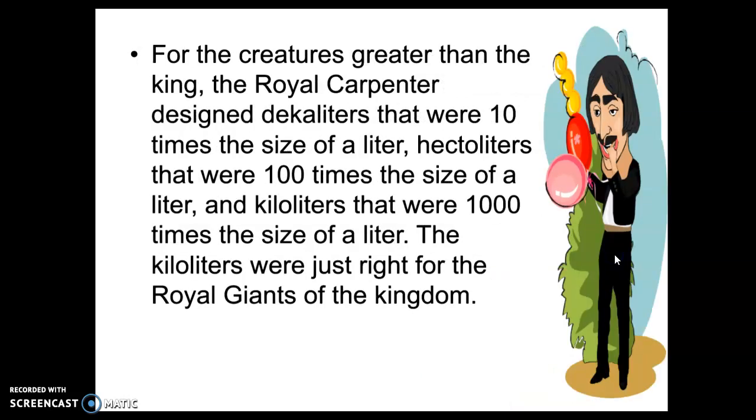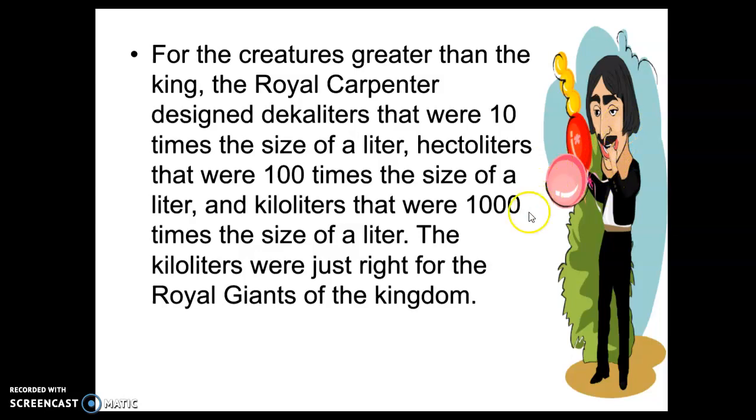For the creatures greater than the king, the royal carpenter designed decaliters that were 10 times the size of a liter, hectoliters that were 100 times the size of a liter, and kiloliters that were 1,000 times the size of a liter. The kiloliters were just right for the royal giants of the kingdom. If this guy's face does not creep you out, I don't know what will. And what is on his neck? Is that a neck brace? What is he eating? His hand?